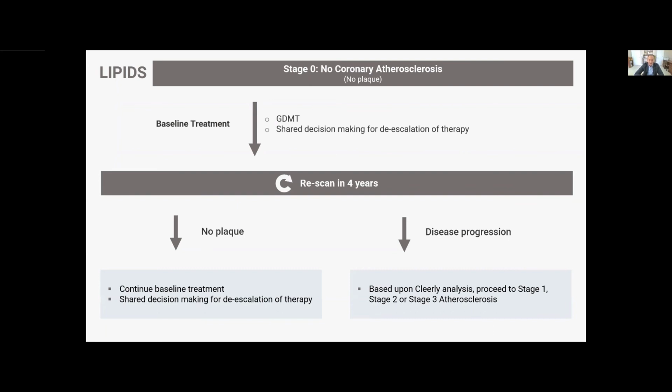So to give you a high-level overview, stage 0: no coronary atherosclerosis is seen on a baseline coronary CTA, so guideline-directed medical therapy given patients' traditional risk factors is provided. In fact, shared decision-making for de-escalation of therapy can sometimes be considered in individuals who have no atherosclerosis. And then at some interval, the patient is rescanned. Here it's recommended at 4 years, and if no plaque is seen at the rescan, then of course they continue their current therapy.